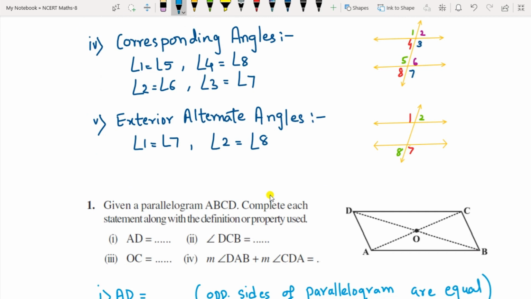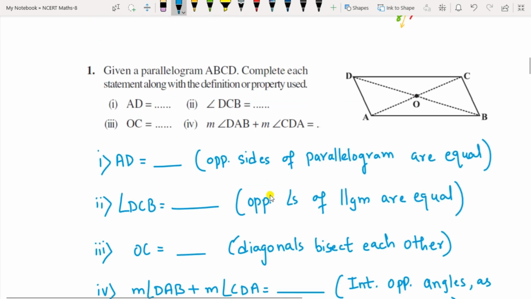Okay, let us start with the first question. Given a parallelogram ABCD, complete each of the following statements with the definition used. Now here this is a parallelogram, means opposite sides are parallel, that is, this is parallel to this and this is parallel to this one. Okay. So AD will be equal to what? AD will be equal to BC here. The reason is, opposite sides of a parallelogram are equal.